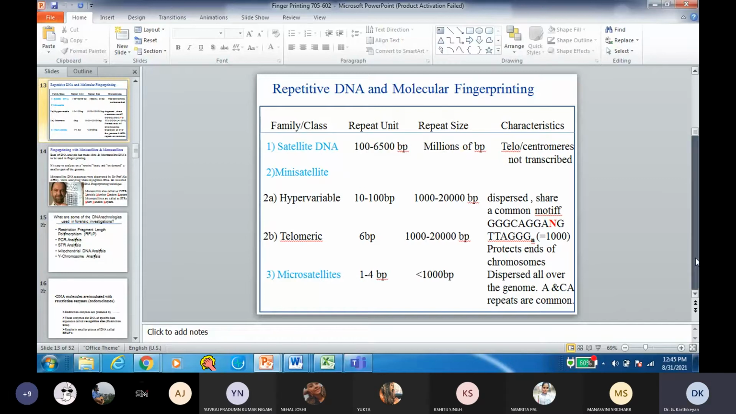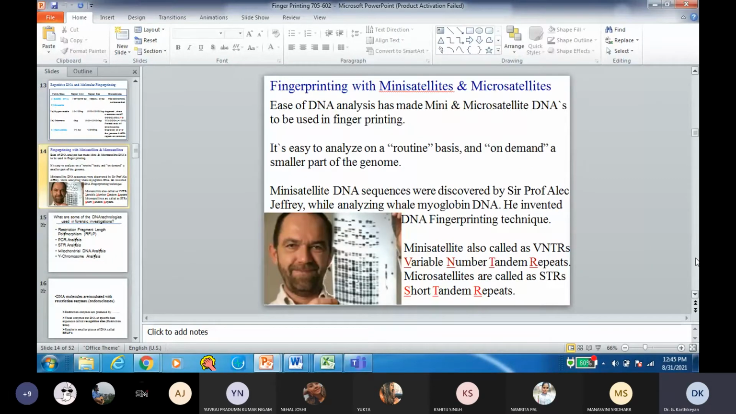The ease of DNA analysis has made mini and microsatellite DNAs to be used in DNA fingerprinting these days. It's easy to analyze, on a routine basis and on demand, a small part of the genome. We are thinking of sequencing the entire genome. Initially, it took more than a decade to complete the entire genome. These days, people are talking about sequencing the genome in a matter of a few weeks. People are already on to the task of doing this in days.